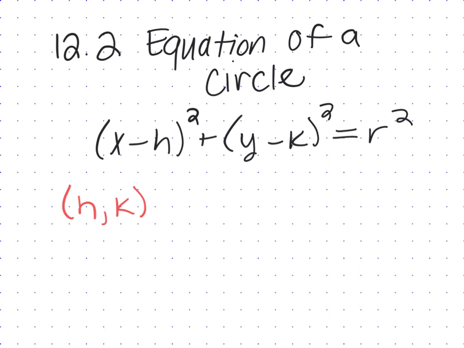H and K are the coordinates of the center of your circle. So it's going to be like an opposite sign, because if you look at this, it's minus H, minus K. So if it's a minus, your center point's going to be positive. And then R is the length of your radius.